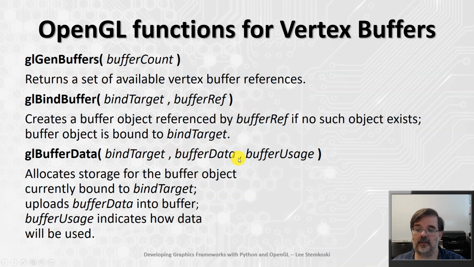The second parameter is the data, which is going to be sent into the buffer. And the third parameter is your best guess on how the data is going to be used. Is it going to be static data that's just sent once and just stays? Is it going to be dynamic data that's going to be updated frequently? Usually data you upload to the GPU will be static. You won't be updating it too frequently. But buffer usage is kind of a hint to the GPU, and it'll help it optimize the performance of your application. And so those are the first 3 functions you're going to need.